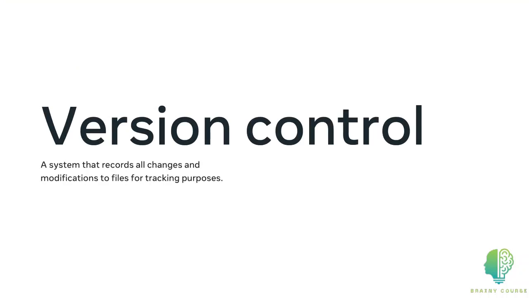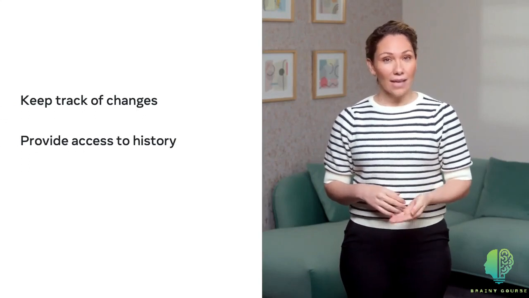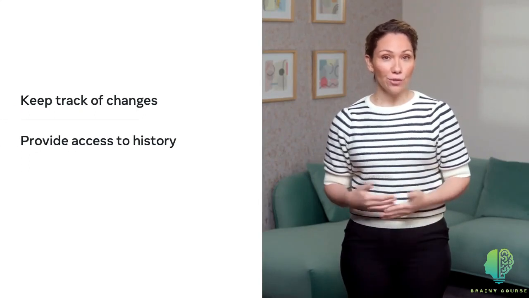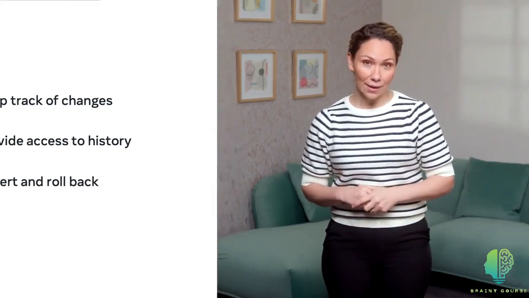Version control is a system that records all changes and modifications to files for tracking purposes. Developers also use the terms source control or source code management. The primary goal of any version control system is to keep track of changes. It achieves this by allowing developers access to the entire change history with the ability to revert or roll back to a previous state or point in time.